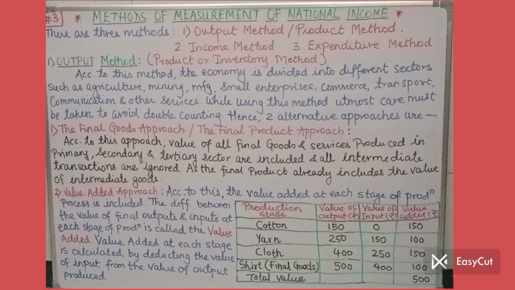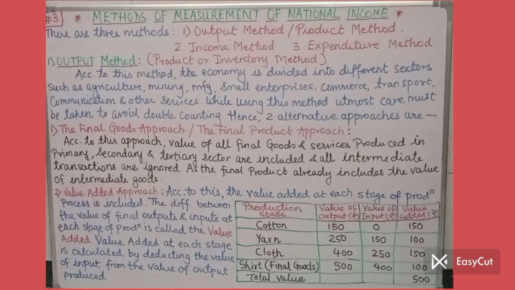When it was cotton, it's the starting point, so the value of output is 150, value of input is 0, so value added is 150, same as that of output. And when this cotton is turned into yarn, that is usable thread, the value of output, that thread value in the market, becomes 250. At that time the value of input was 150, so the difference, that means value added, is 100 rupees. Then the yarn will take the shape of cloth, it will be transformed into cloth, and the cloth value now is 400.